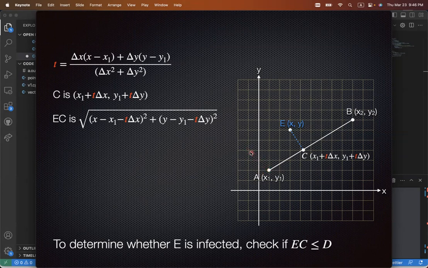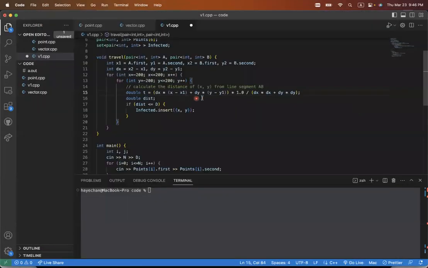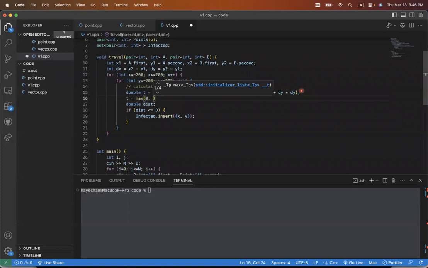So that's what you want to calculate. You just want to guarantee that t is always within 0 and 1. You don't want t to be negative, and you don't want t to be larger than 1, no matter what E is. So what you want to do here is clip the values of t between 0 and 1, like that. And now you're really ready to calculate distance.